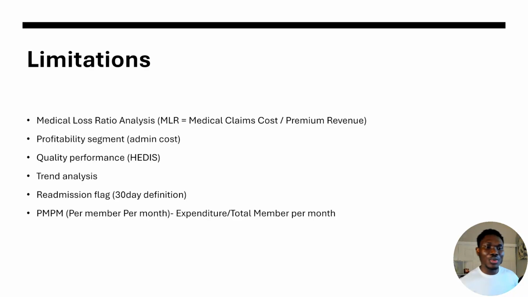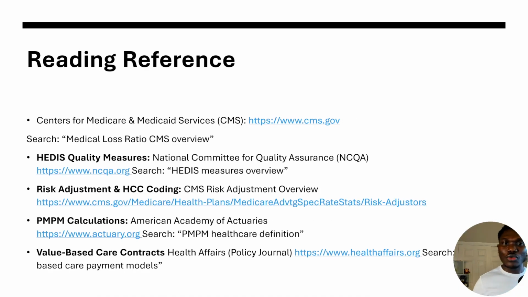They also want to know PMPM, which is per member per month. This is literally the expenditure divided by the total members per month. So what's the expenditure for the month, and what's the total members for the month? That's the PMPM. Now for your reading, I compiled a good number of reading lists for you.